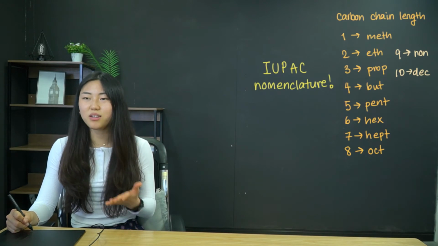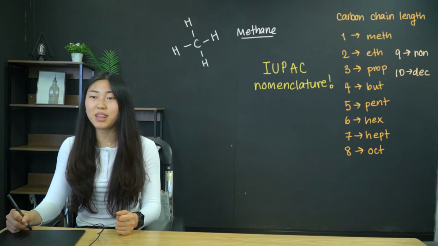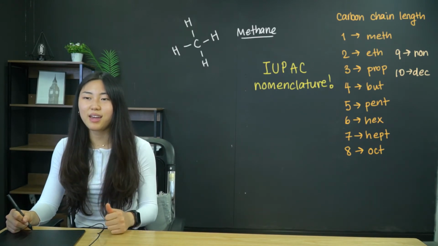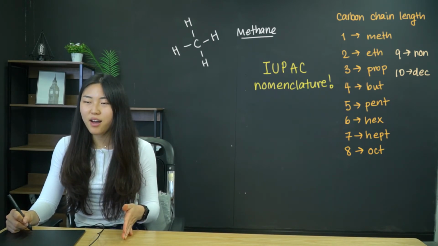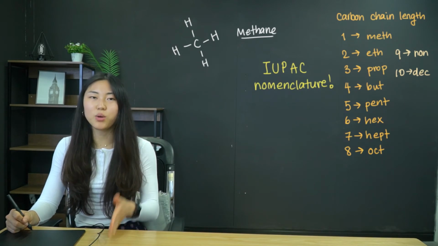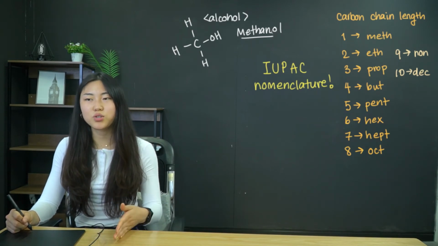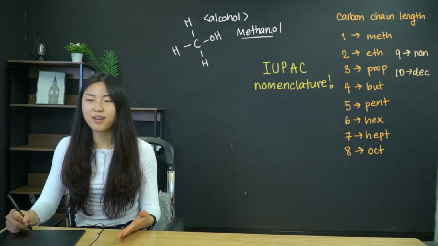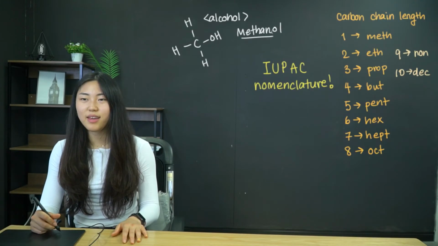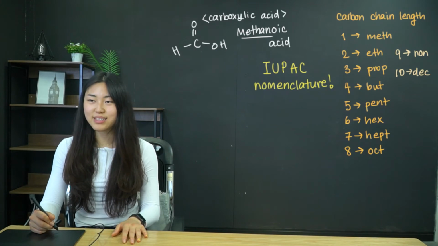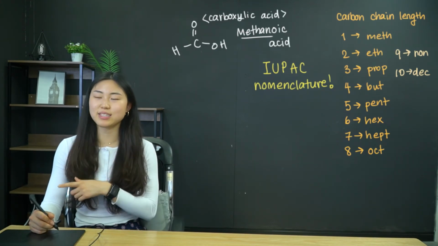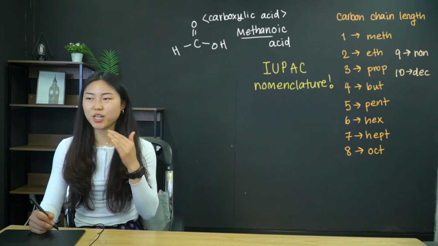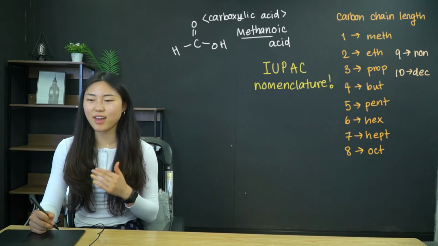So first of all, the easiest example is methane. So this is the alkane, the shortest alkane possible. So CH4. And if we have a methanol, an alcohol with an OH group, it would just look like that, and you would call it methanol. And if we have a carboxylic acid, then you would call it methanoic acid. So oic acid comes after your carbon chain length, okay?